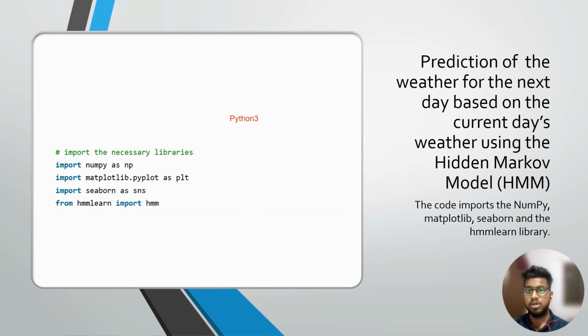Let's take an example. We'll be predicting the weather for the next day based on the current day using the HMM, that is Hidden Markov Model. So as you can see, I have written Python code that imports NumPy, matplotlib, seaborn, and the HMM library. Okay.